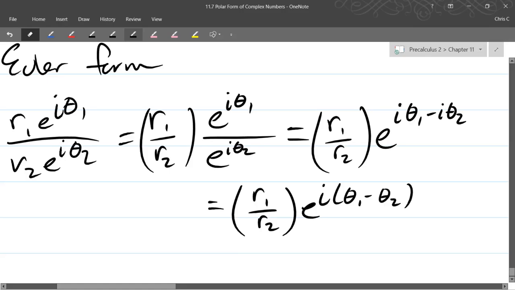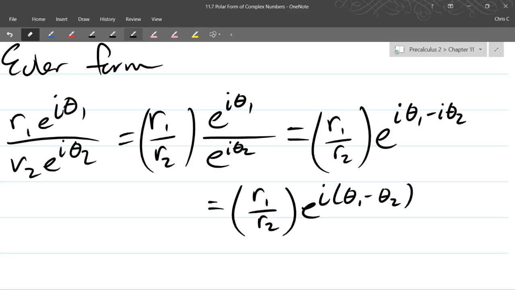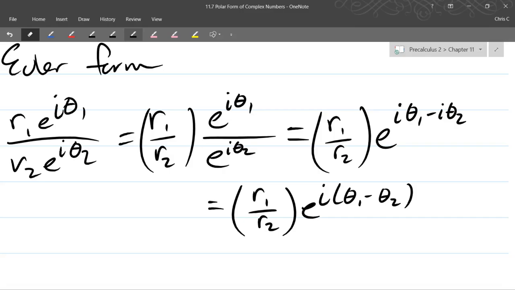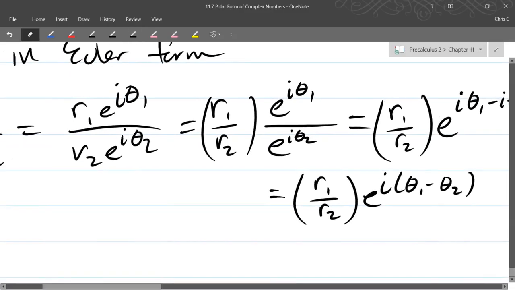Now, when you divide, obviously it matters which one you divide into the other one. So you can't change the order and expect the same result. You can see here, if R1 and R2 change places, you get the reciprocal of the radius, and you get the negative of the angle. So if you change the order you divide in, things change. So that is Z1 over Z2.